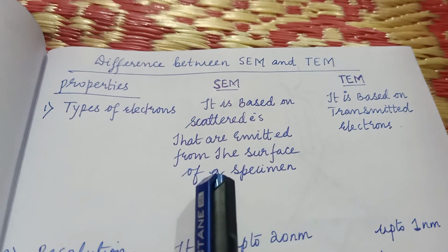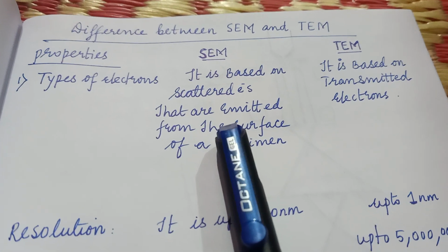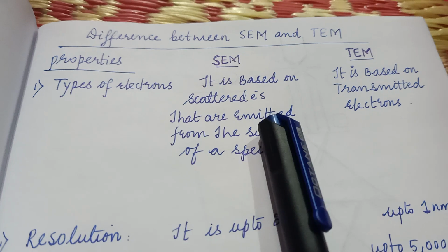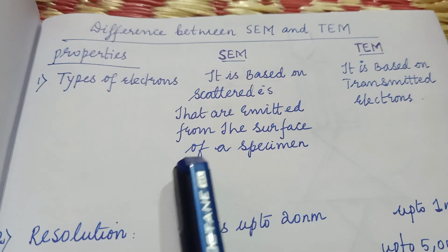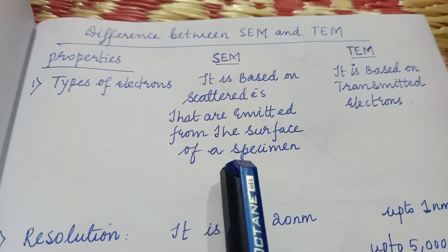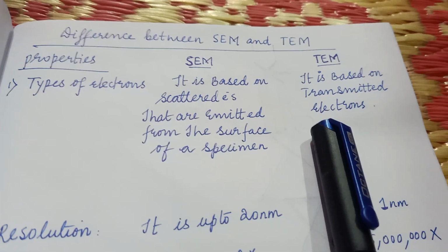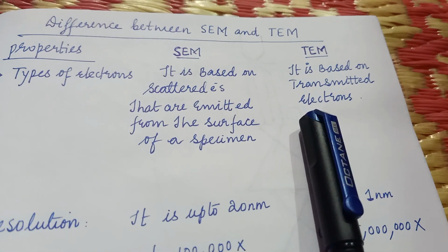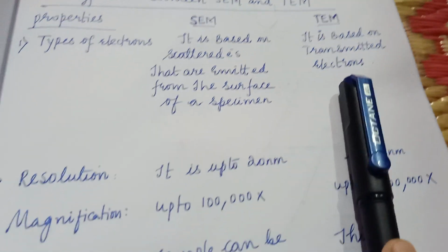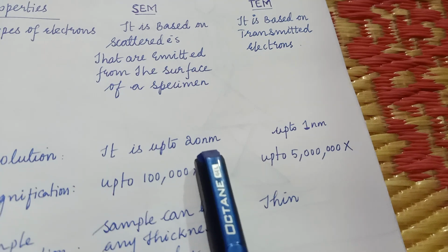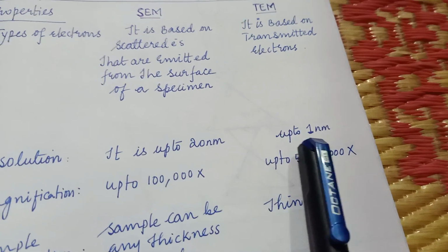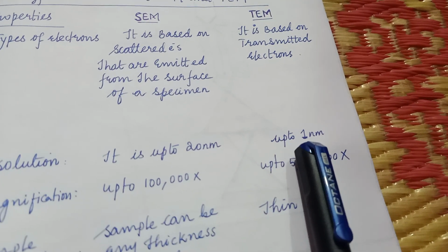The type of electrons used in scanning electron microscope are scattered electrons that are emitted from the surface of a specimen, whereas in transmission electron microscope, the electrons are transmitted. The resolution is up to 20 nanometers in scanning electron microscope. It is up to 1 nanometer in transmission electron microscope.